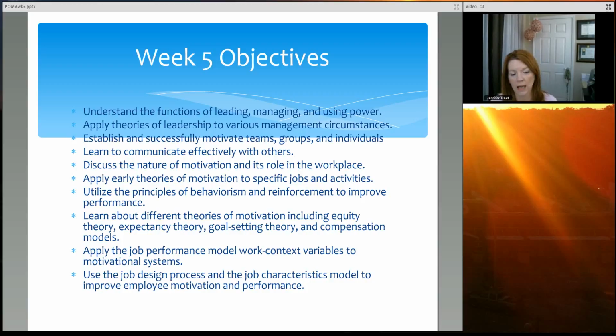Utilize the principles of behaviorism and reinforcement, how to improve performance, and we'll talk about that a lot in the live lecture. And then we will learn about the different theories as far as equity, expectancy, goal setting, and compensation models. And we will apply job performance models to work context variables to motivational systems. And we'll use job design process and job characteristics models to improve employee motivation and performance, which we talked a little bit about last week. We talked really functioned in that HR capacity and looked at job design and really how that plays a factor in setting the right skill sets and the right employees for job matching.